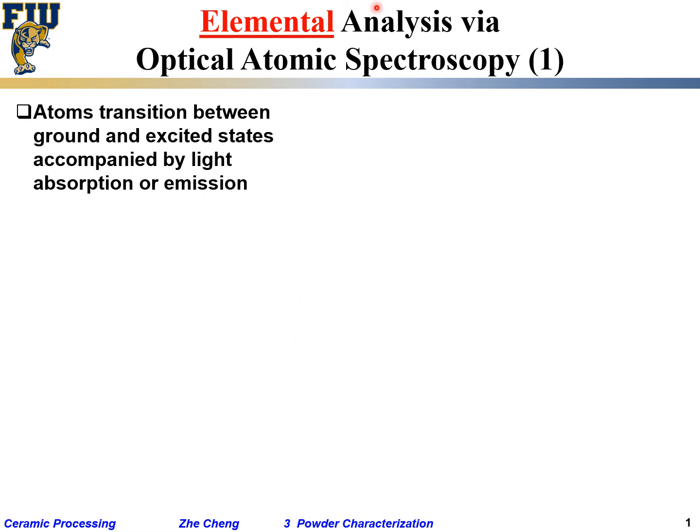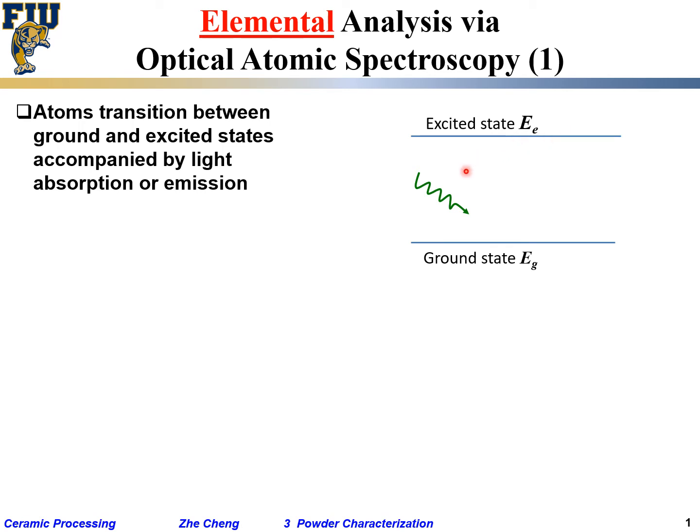And the elemental analysis by OAS, optical atomic spectroscopy. This is using optical spectroscopy for elemental or atom analysis. Atoms transition between the ground state and excited state, accompanied quite often by the absorption or emission of radiation, which is quite often light. So now we have the atom ground state, Eg, and excited state, Ee.